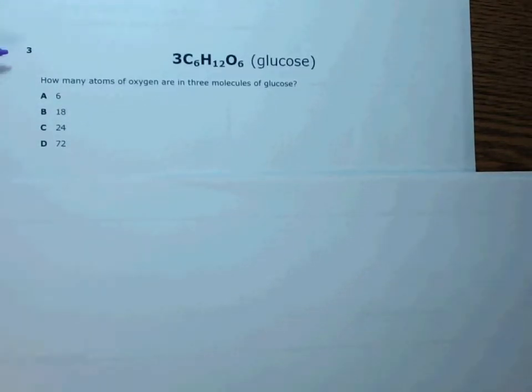Question 3. 3C6H12O6. That's glucose. How many atoms of oxygen are in the 3 molecules of glucose? A, 6. B, 18. C, 24. D, 72.